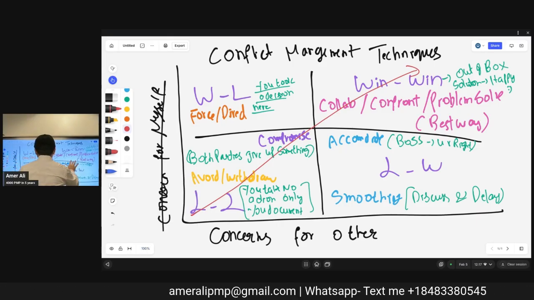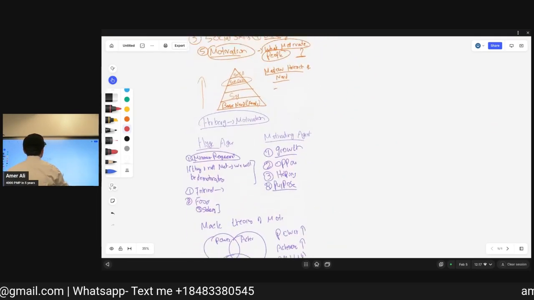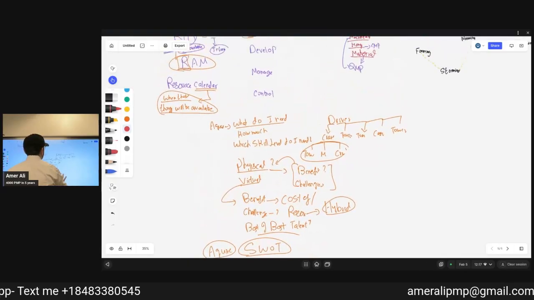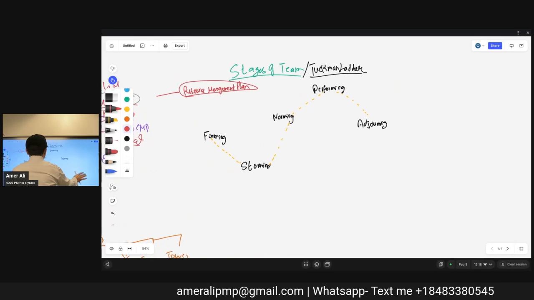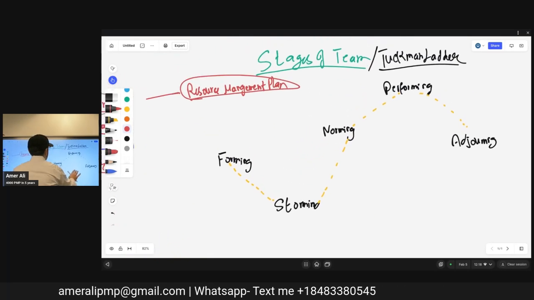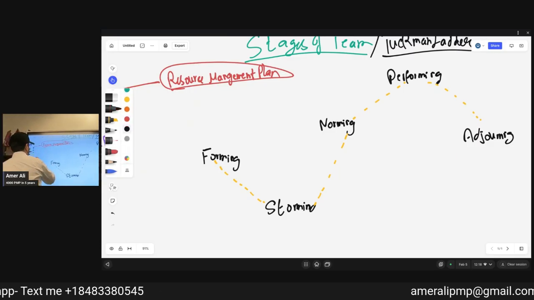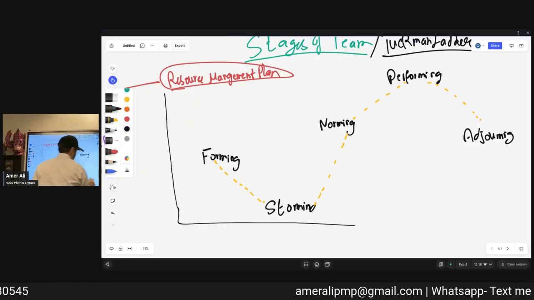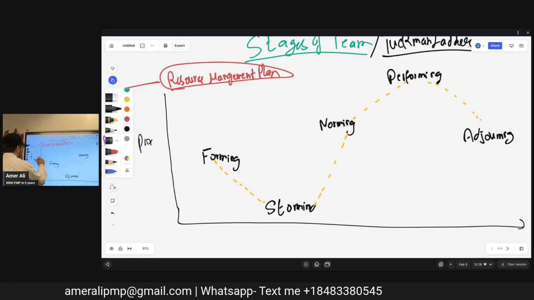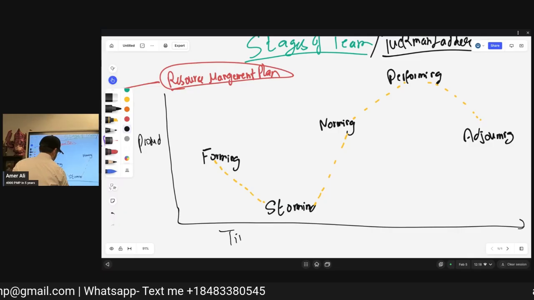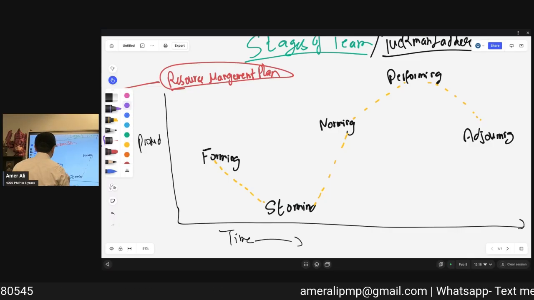Now, this is the entire team topic. We go back to our Tuckman ladder. We did a lot of things. Okay, so what happens at forming? Forming is when the team is new. This is productivity and this is time. Okay, so the team is new. Here the team was new in the forming stage.